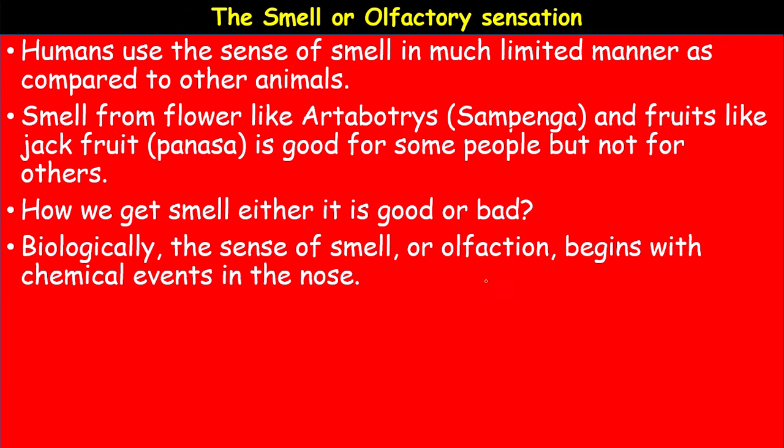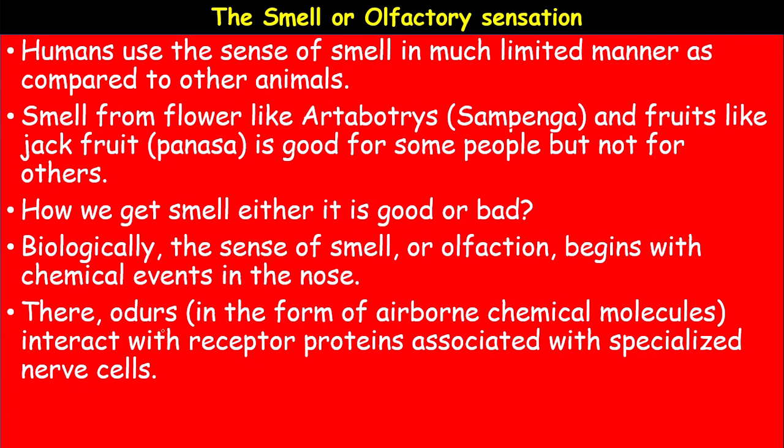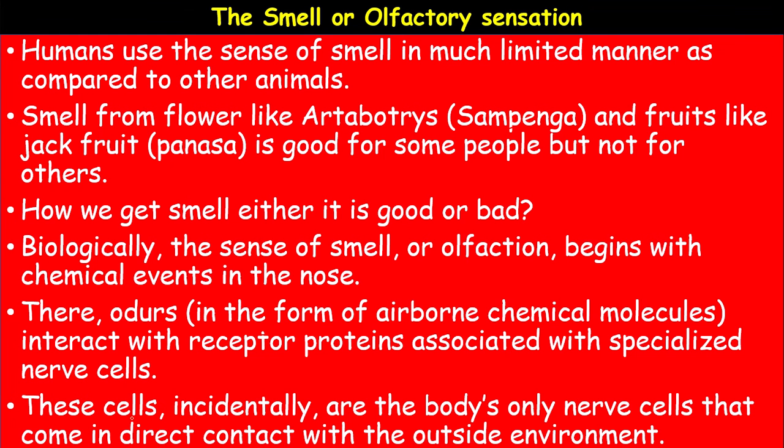Biologically, the sense of smell or olfaction begins with chemical events in the nose. Odors come in the form of airborne chemical molecules. They interact with receptor proteins associated with specialized nerve cells. These cells, incidentally, are the body's only nerve cells that come in direct contact with the outside environment.